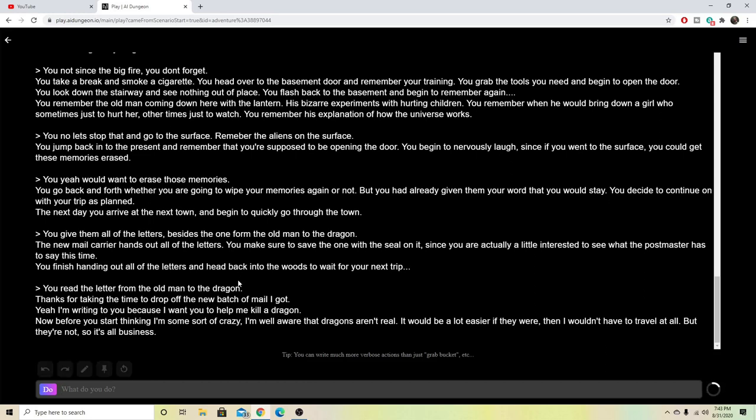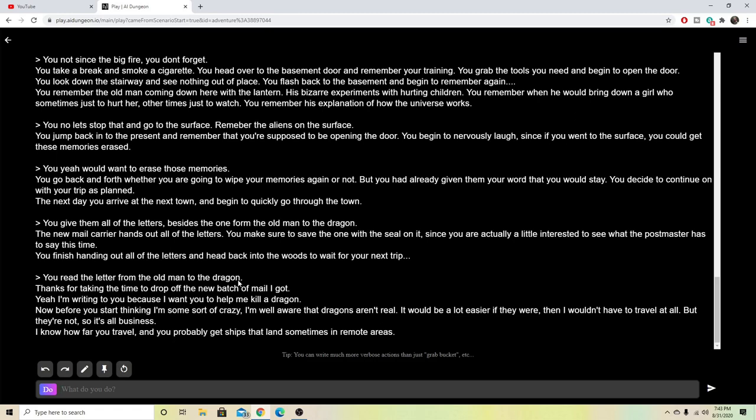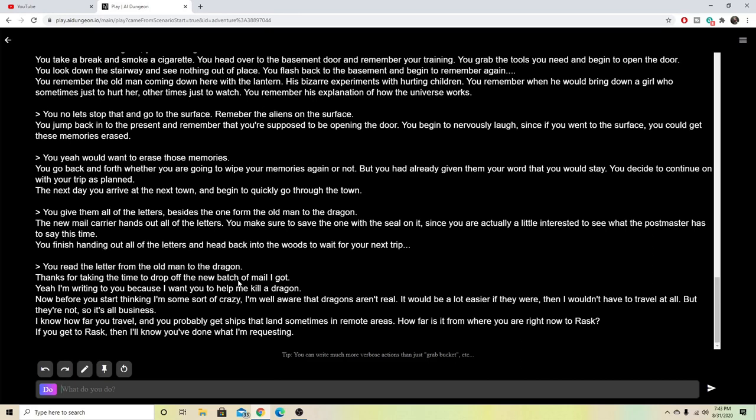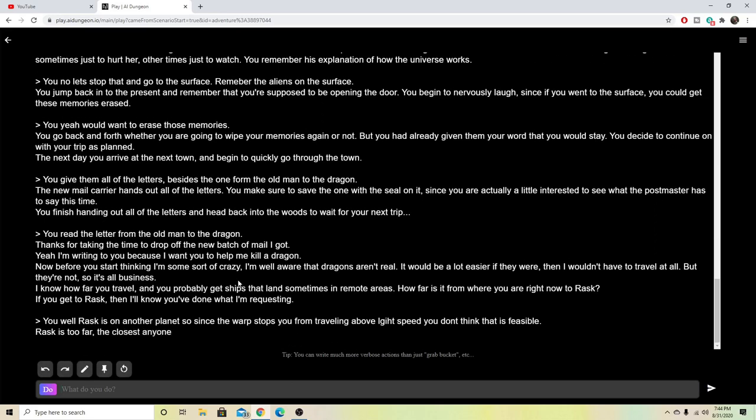Okay, so we're going into... To Rask. Well, Rask is on another planet, so since the warp stops us from traveling above light speed, I don't think that is feasible. Let's see what you say. Yeah, it's way too far.